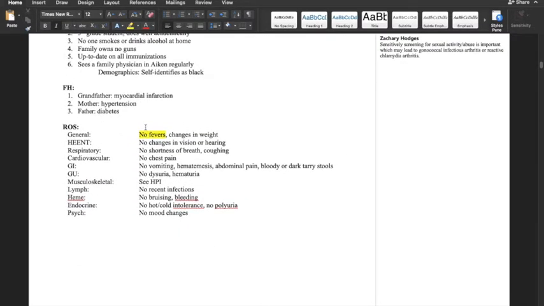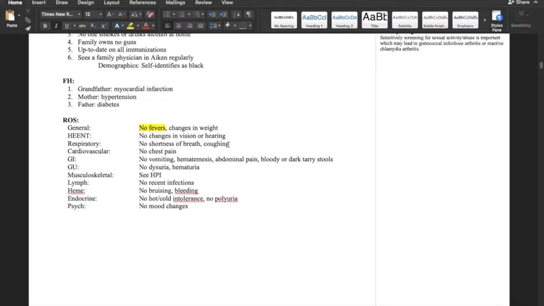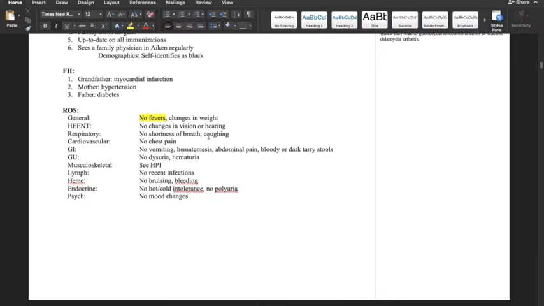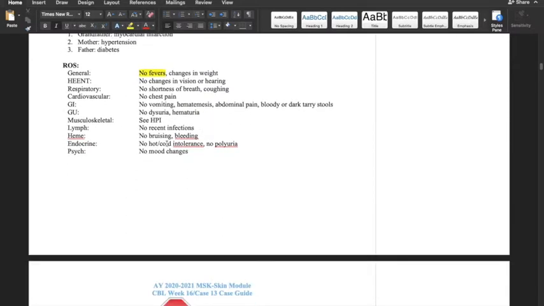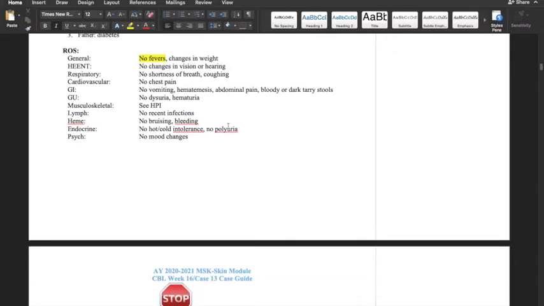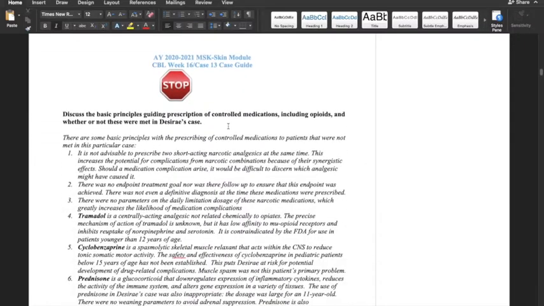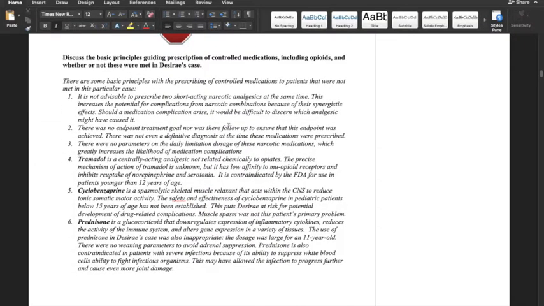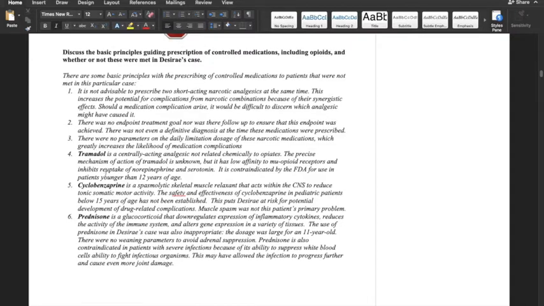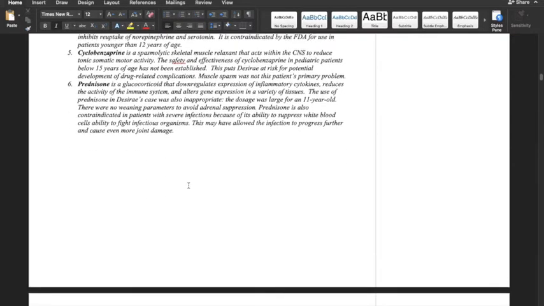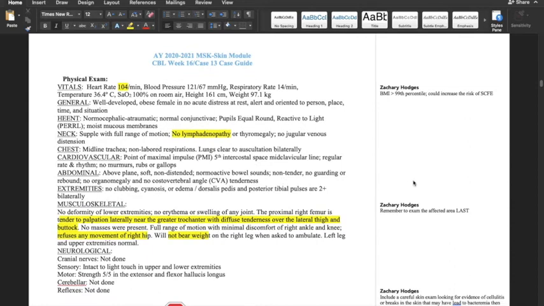Review of systems, again, highlighting here no fevers, which really makes you think this is not infectious at first. No bruising, no bleeding, being reassuring that maybe there's no leukemia, but still want to look closely. So this is going back over things we said so far with codeine and tramadol and cyclobenzaprine. Feel free to review. Moving on to our patient's physical exam.